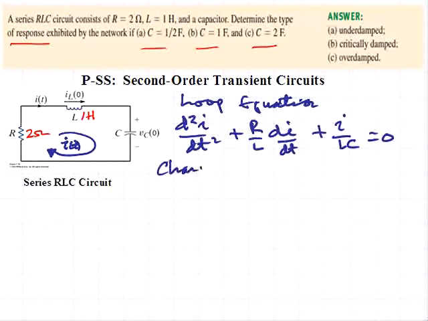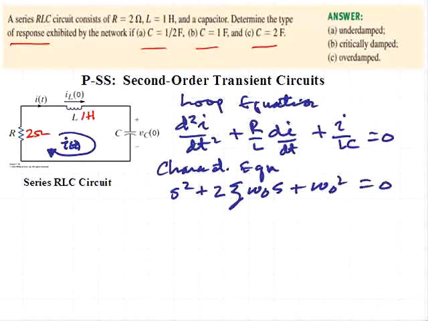Now the characteristic equation for this situation would look like s squared plus 2 zeta omega naught s plus omega naught squared is equal to 0. Here the omega naught is the undamped natural frequency and the zeta term is called the damping ratio.